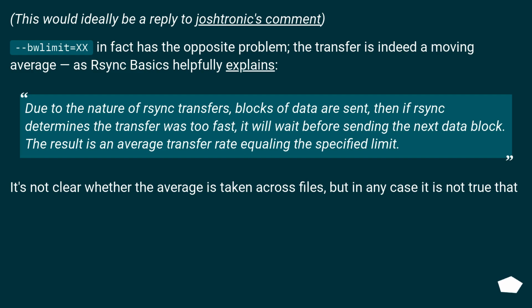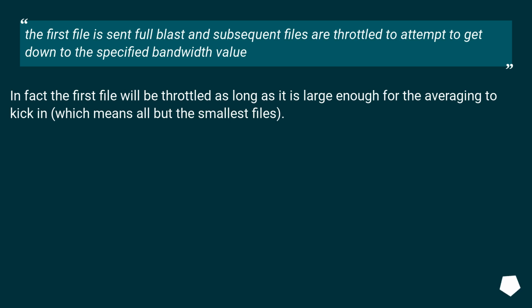It's not clear whether the average is taken across files, but in any case it is not true that the first file is sent full blast and subsequent files are throttled to attempt to get down to the specified bandwidth value. In fact, the first file will be throttled as long as it is large enough for the averaging to kick in, which means all but the smallest files.